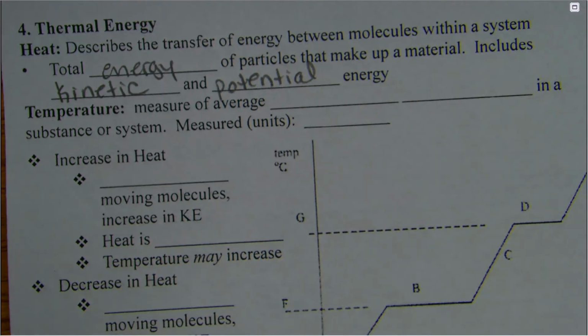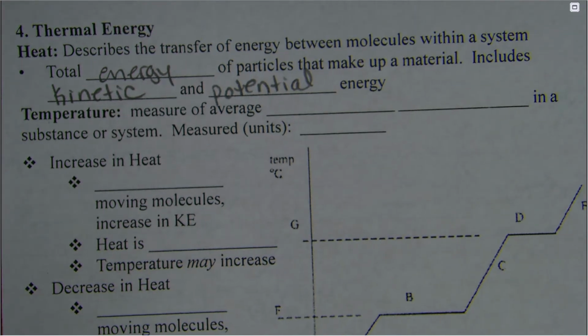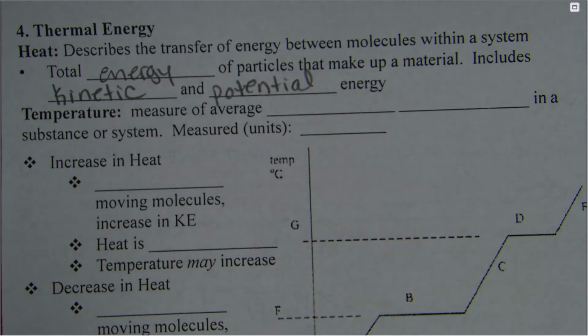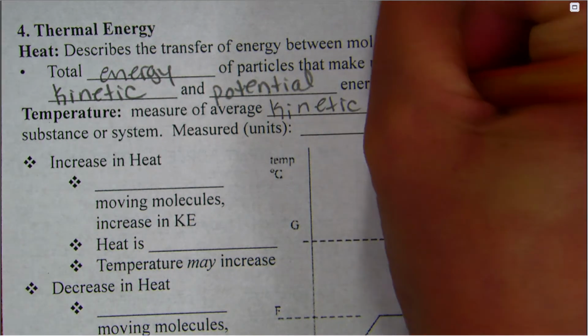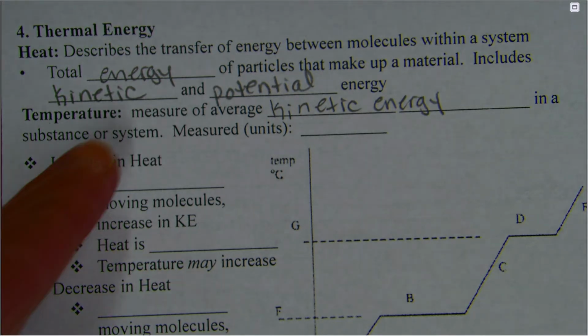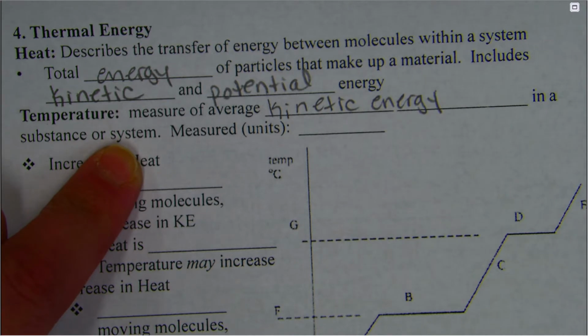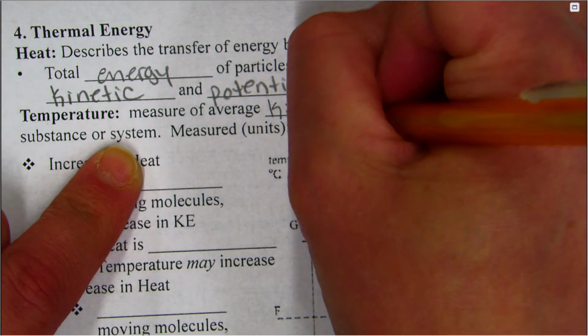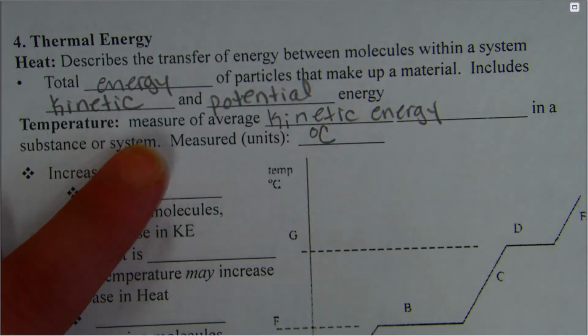All right, so when we talk about the temperature of something, we're talking about the average kinetic energy. Now, if you remember, particles are constantly moving. Solids move slower than liquids, which move slower than gases. Gases are our faster moving particles. And when we talk about temperature, we are talking about the average kinetic energy of that substance within the system. And we are going to measure it in the sciences in degrees Celsius, not in Fahrenheit.